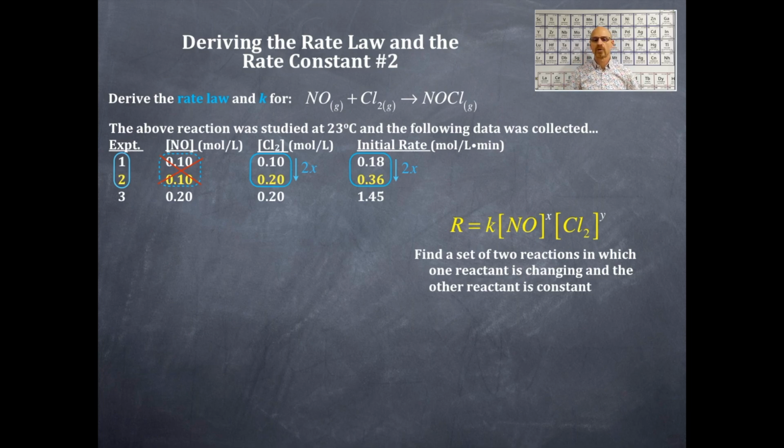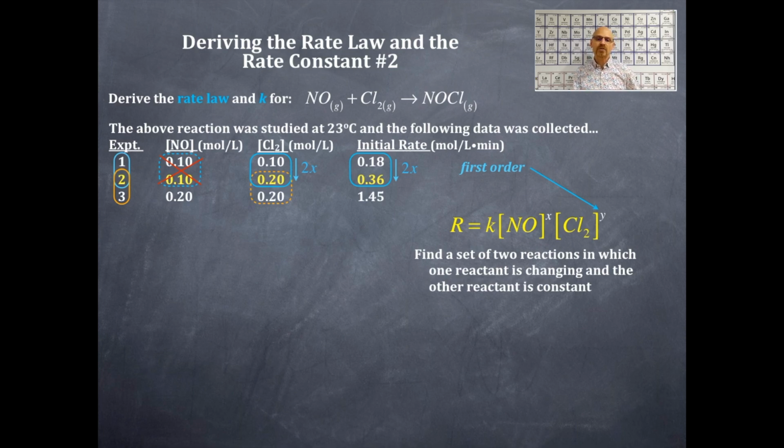That will be first order, and that's why there is a 1 for first order. All right, so now let's take a look at another set of reactions, or experiments, and get the order of the NO and solve for the x. So we're going to look at experiments number 2 and 3.